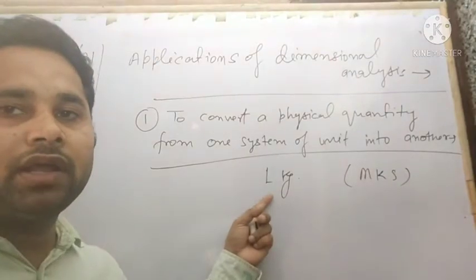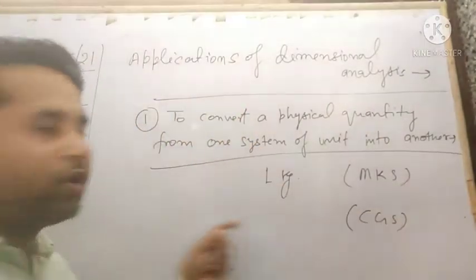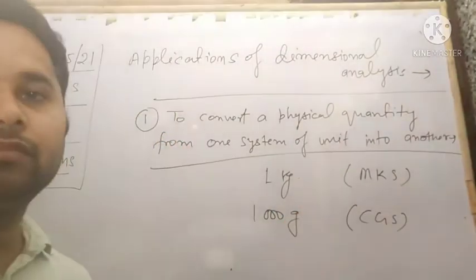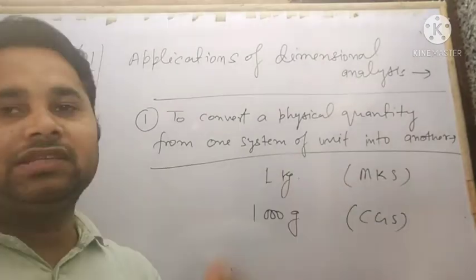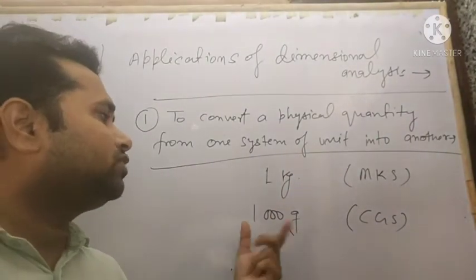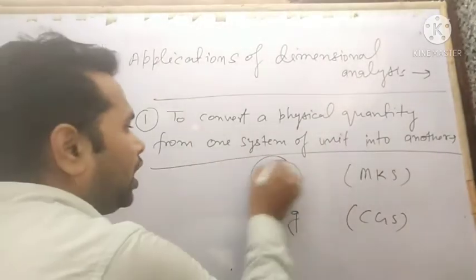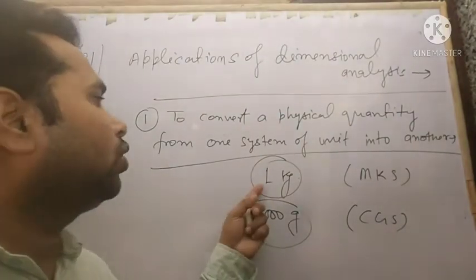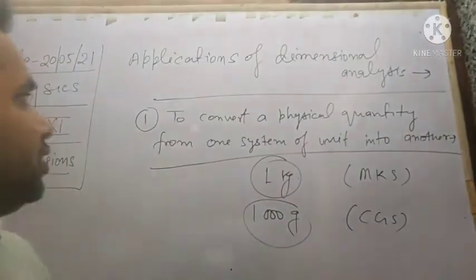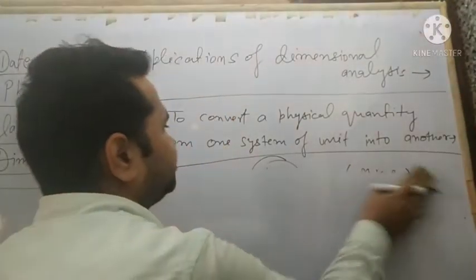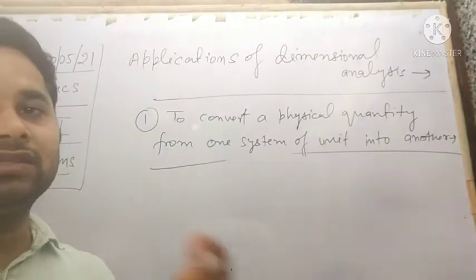And when you convert this quantity into another system of unit like CGS, you have to write 1000 gram. Is it correct? The amount of substance is 1 kilogram in the MKS system, means in one system. And in another system the quantity is written as 1000, but in gram. So the fact is that both are the same in quantity. Whether you write 1 kilogram or 1000 gram, in different units the quantity remains the same. This is the basis on which we use this application. Let's see: conversion of a physical quantity from one system of unit to another system of unit.